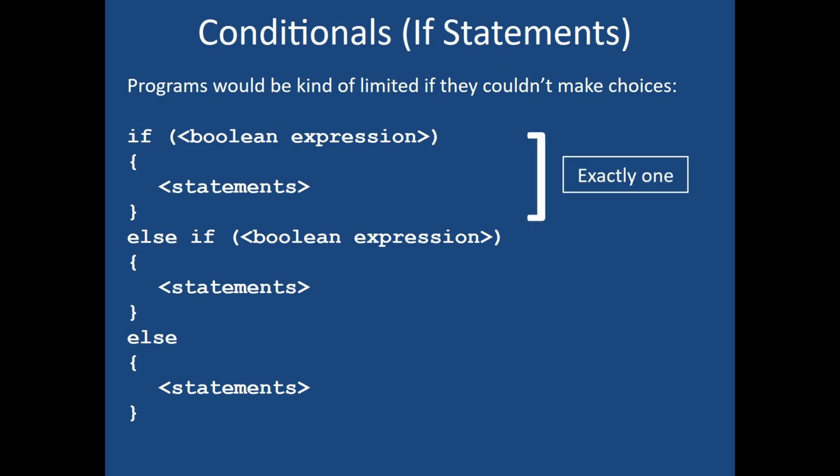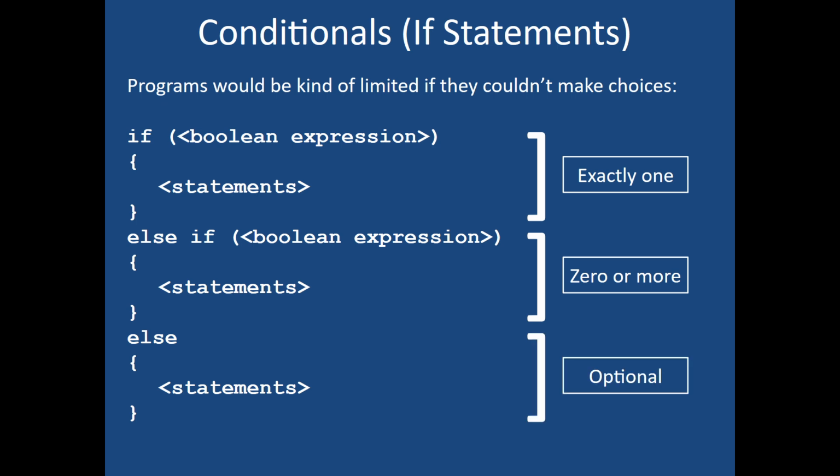And I'll just get this out of the way. Every if statement has to have an if part. You can have any number of else ifs from 0 on up. So you could say if, else if, else if, else if, else if. And then if you want to, you can have an else at the end. That's optional. So the simplest if statement would be just an if with no else ifs or elses or anything. So that's what it looks like.